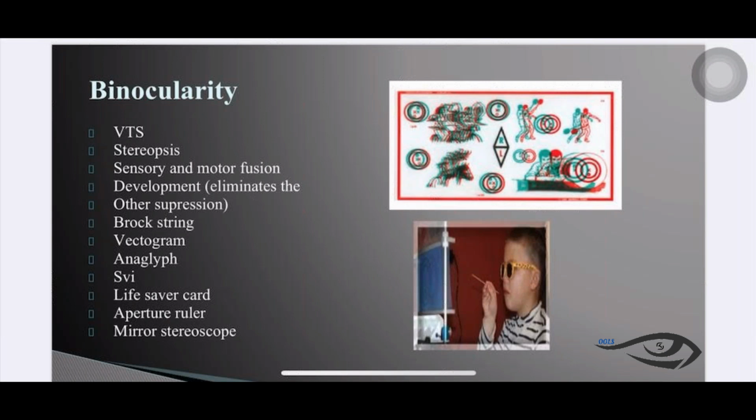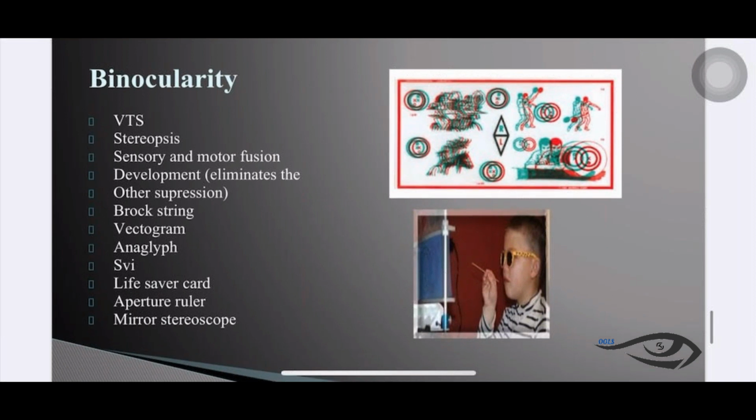Then something called Sanet Vision Integrator. Again, that is a very important tool in amblyopia exercise, which will work on the eye-hand coordination. You can use it for motor skills also, gross motor and fine motor, and oculomotor skills also you can develop with the Sanet Vision Integrator. Then there is something called Lifesaver Card, which again we use for the peripheral awareness, or you can say convergence and divergence. Both things can be improved. Then aperture ruler, again it is used for divergence and convergence. Then mirror stereoscope, again we can use it for training.